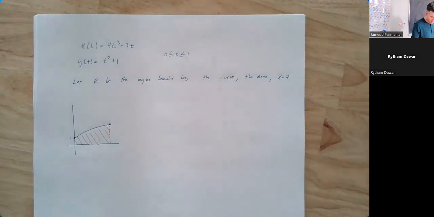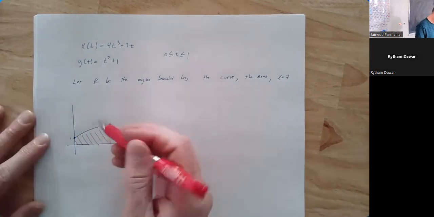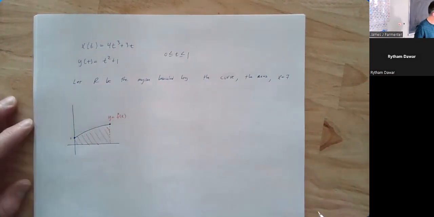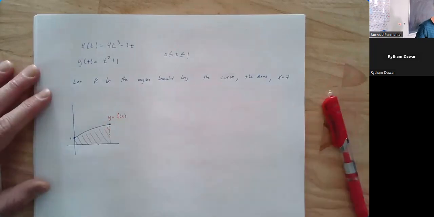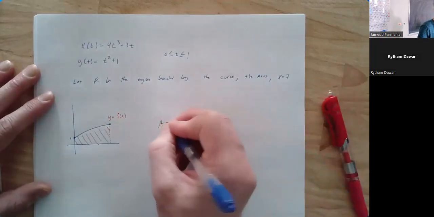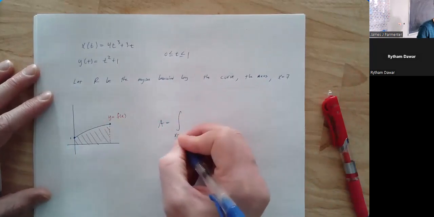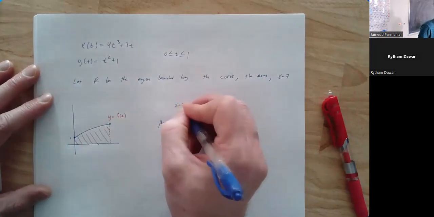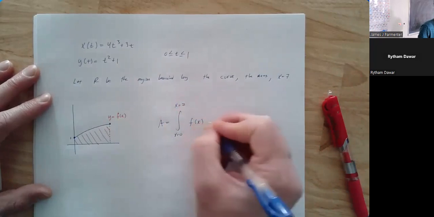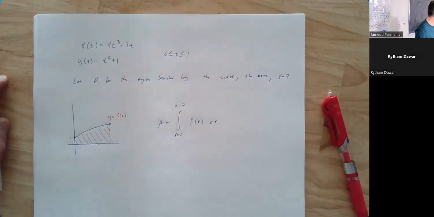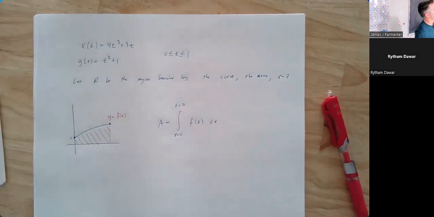Typically, if I were to write this as y equal to a function of x, then I would say that my area is equal to the integral from x equals 0 to x equals 7 of f of x dx. I don't remember how this works. I'm pretty sure I know how this works. It's just super funky.